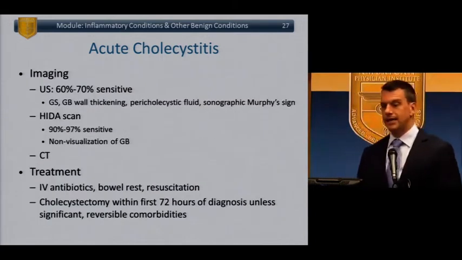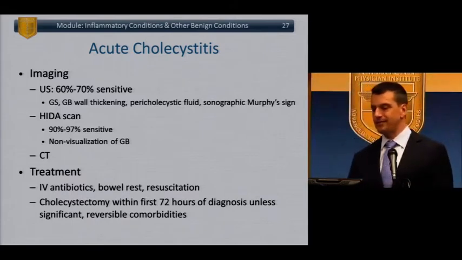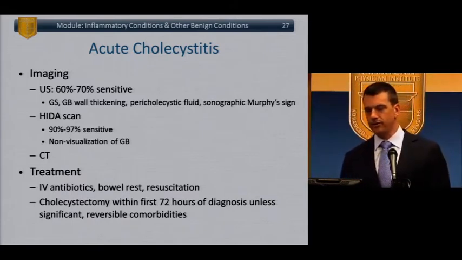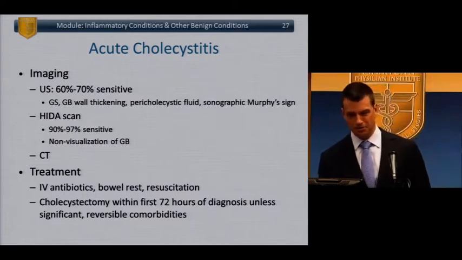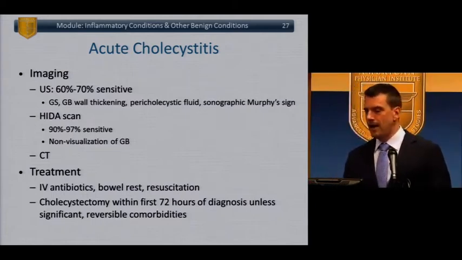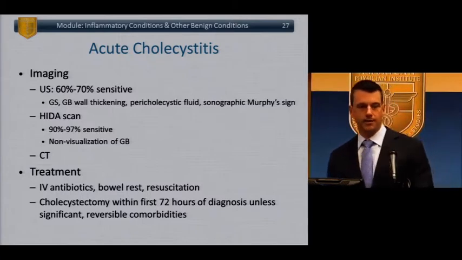On imaging, ultrasound is about 60 to 70% sensitive. For acute cholecystitis, the findings would be a thickened gallbladder wall, pericholecystic fluid, and a sonographic Murphy sign, meaning you elicit the same thing when you put the ultrasound probe in the right upper quadrant. HIDA scan in difficult cases to diagnose is 90 to 97% sensitive. This basically shows non-visualization of the gallbladder.